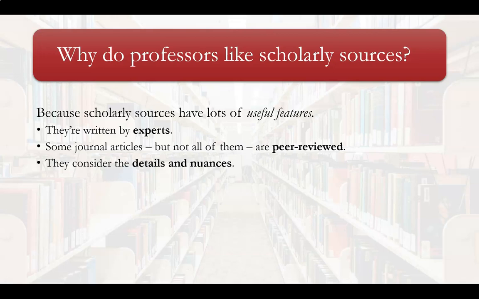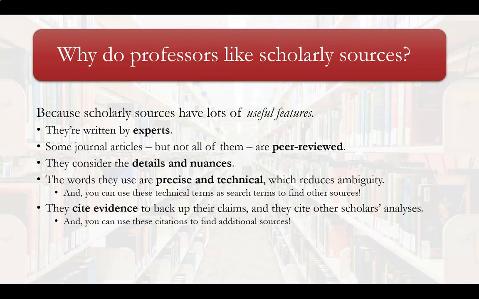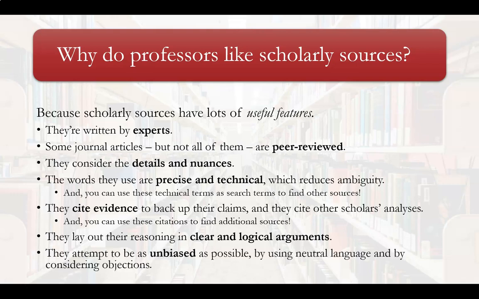Scholarly sources will consider details and nuances. They will use precise and technical language so you know exactly what it is they're trying to say. They'll cite evidence to back up their claims, and they'll cite other scholars' analyses. They lay out their reasoning in clear and logical arguments. You may not agree with them, but at least you'll know why they believe whatever it is they believe. And scholars will attempt to be unbiased. I say attempt because no one can truly be completely unbiased, and no source is completely unbiased. But scholars will try to get as close as they can. They'll use neutral language, and they'll consider objections.